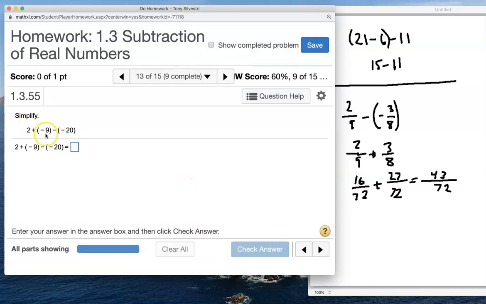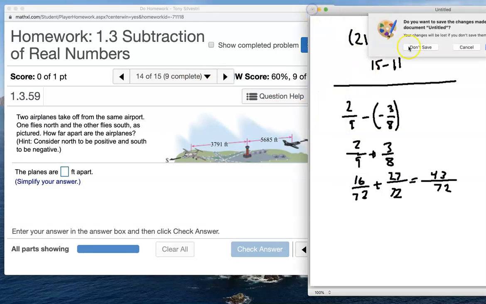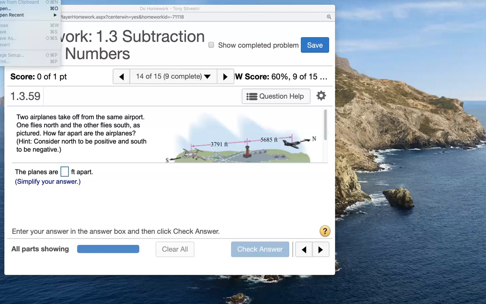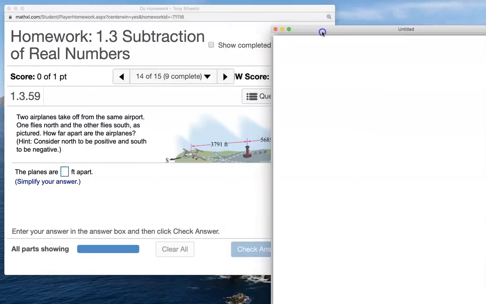I'll leave you with this one. I really am going to skip doing this one because it looks like the ones that we just did, and I want you to have some fun. Okay, here we go. What do we got here? We got a little word problem. File new. Let's see what we got here. Two airplanes take off from the same airport. One flies north, the other one flies south, as pictured. So here's the airport. You got one plane going in the north direction, another plane going in the south direction. How far apart are the planes?